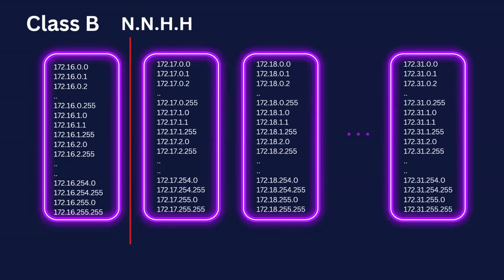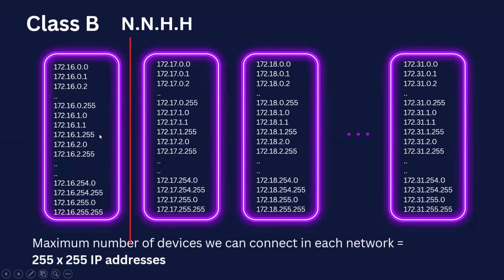And in each network here, you can connect a maximum of 255 times 255 devices, since the fourth octet repeats 255 times for each value of the third octet, and the third octet again repeats 255 times. So the maximum number of devices we can connect in each class B network is 255 times 255.